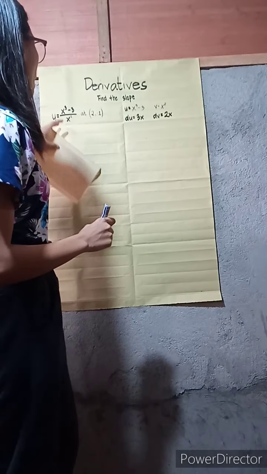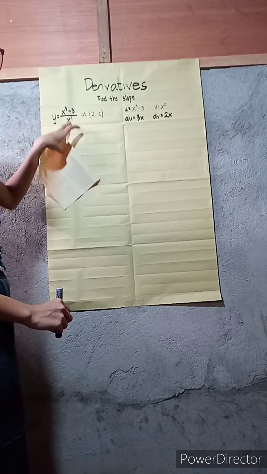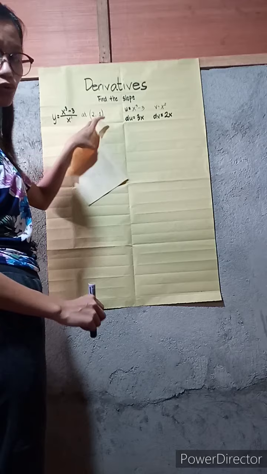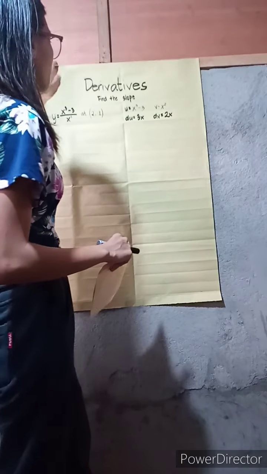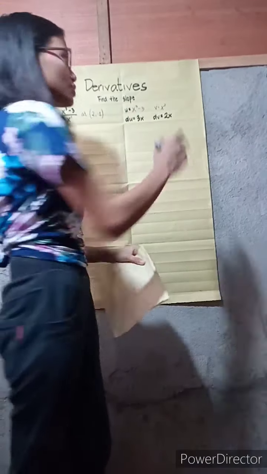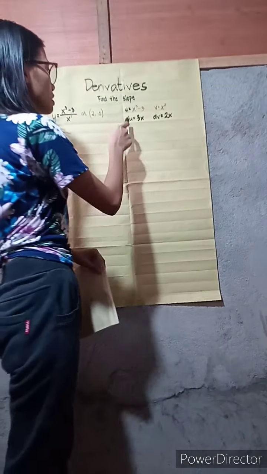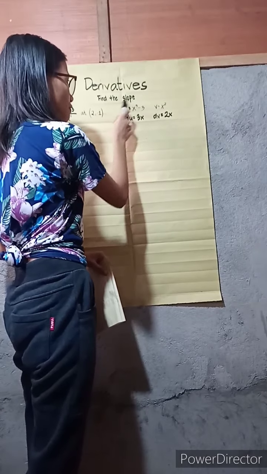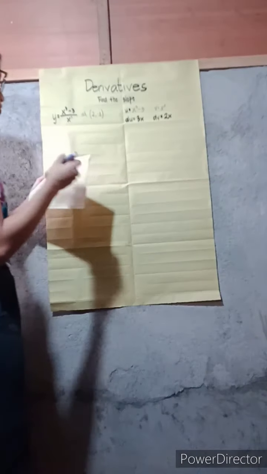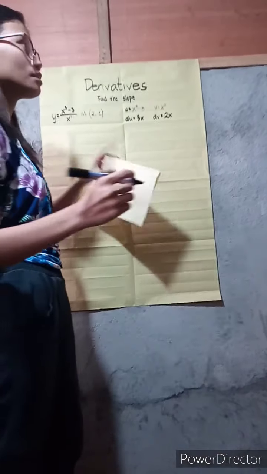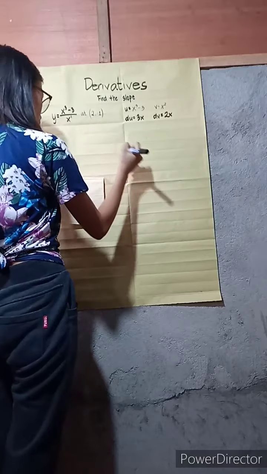Find the slope of y equals x cubed minus 3 over x squared at 2 and negative 1. So our u here is x cubed minus 3 and our v is x squared. So our du is equal to 3x squared, differentiated from here. Then our dv is equal to 2x. So we will use the short method, not the long method.